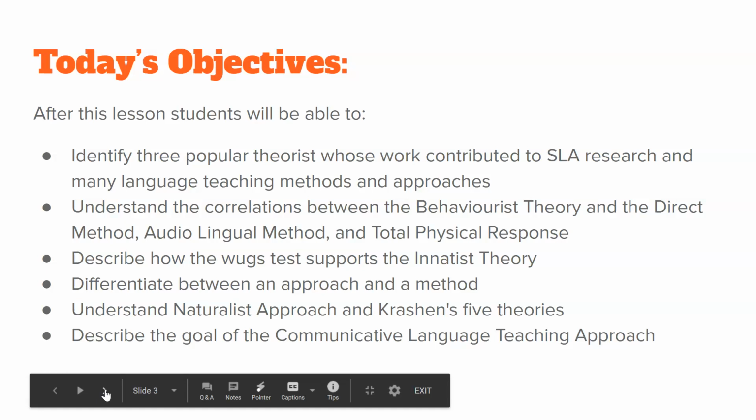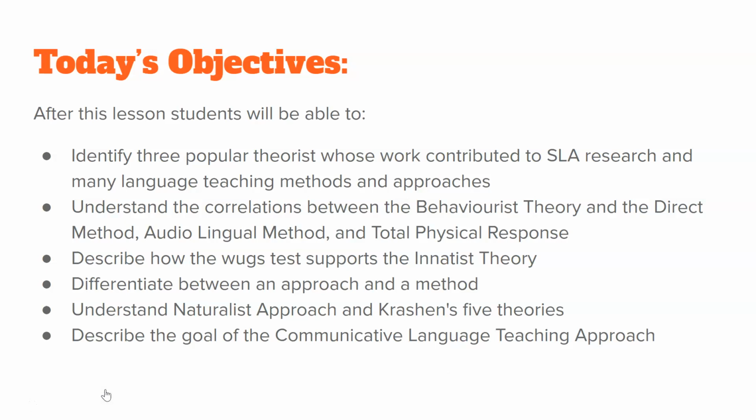So after today's presentation, you'll be able to identify the three popular theorists whose work contributed to second language acquisition research. You'll be able to understand the correlations between the behaviorist theory and the direct method, audiolingual method, and total physical response. You'll be able to describe how the WUGS test supports the Innatist theory and differentiate between an approach and a method. You'll understand the naturalist approach and Krashen's five theories, and you'll also be able to describe the goal of the communicative language teaching approach.